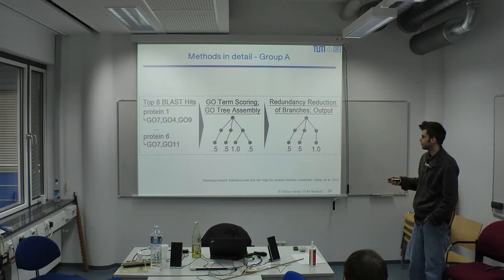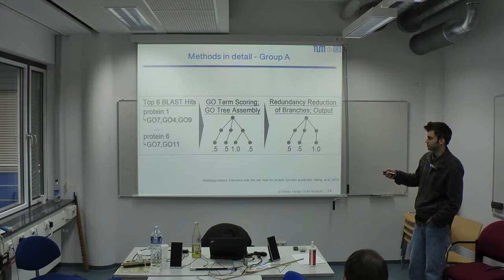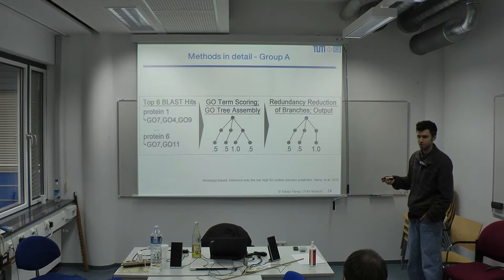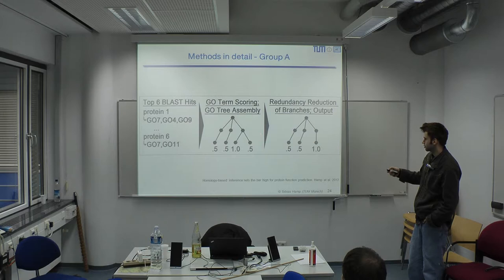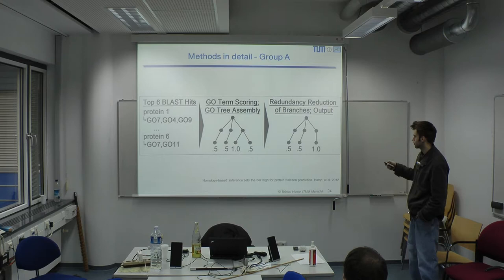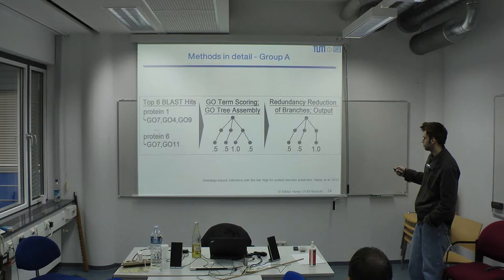So if one GO term occurs in all of the 6 hits, it gets a score of 1.0. If it occurs in less than 6, but at least 1, it is assigned a score of 0.5, and all the other cases are simply 0. And in the end, in order to not make similar predictions too often, they also redundancy reduce the resulting hierarchy a little bit, so that they really have only three terms in the end.